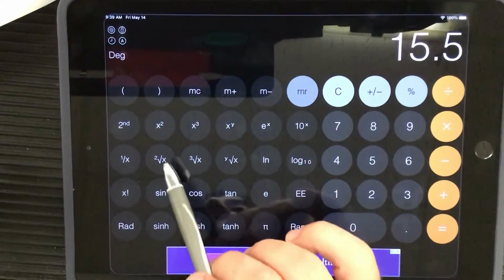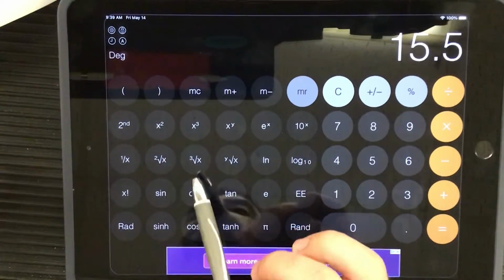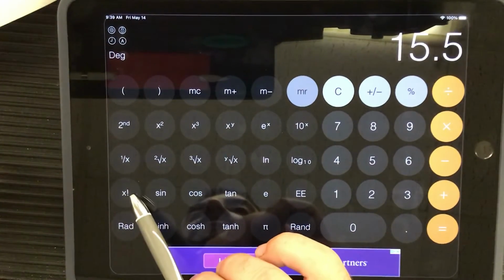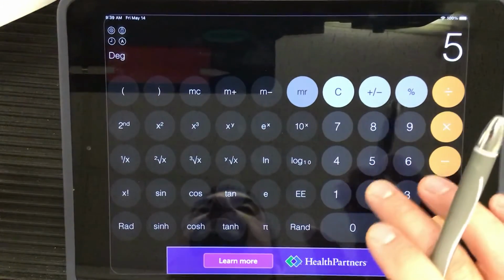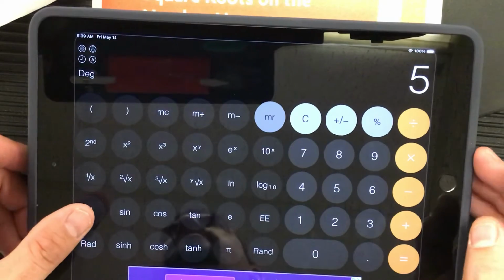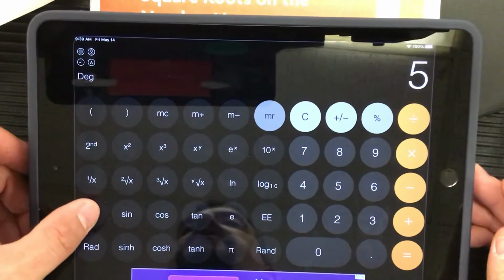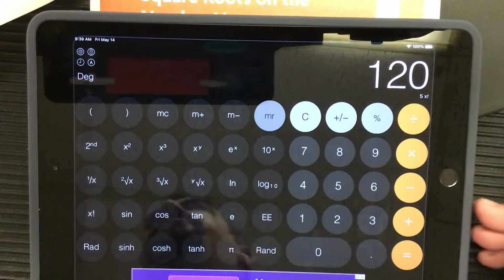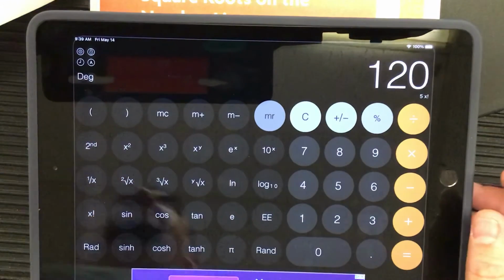What's the X and exclamation? That's factorial. So if I type in 5 factorial, that's going to be the same as 5 times 4 times 3 times 2 times 1. Instead of typing that in, if I type this in, it automatically does 5 times 4 times 3 times 2 times 1. Every number behind it.